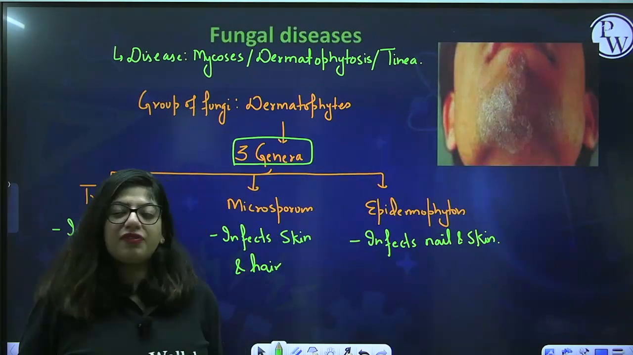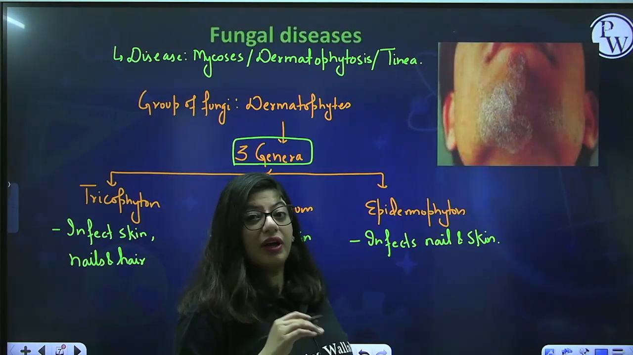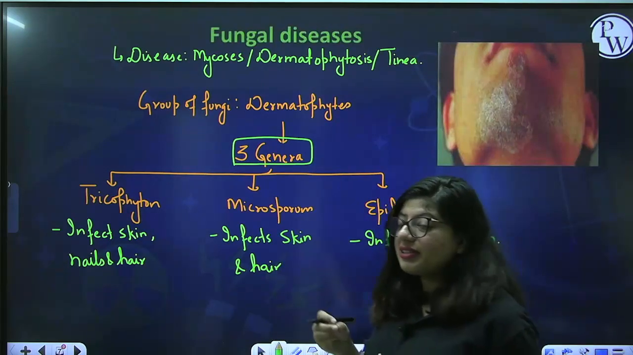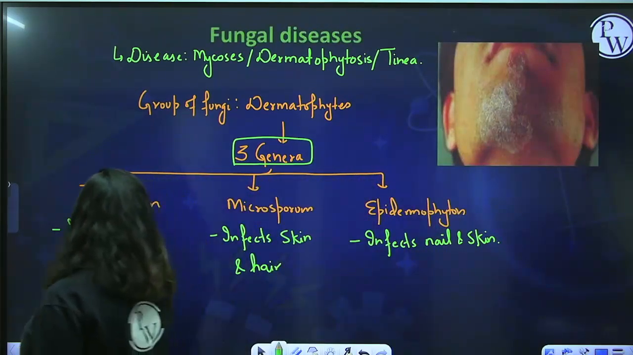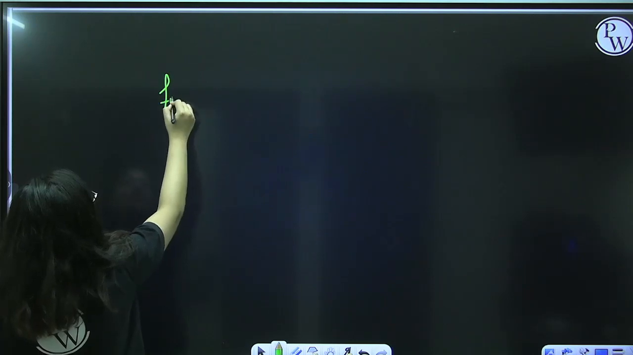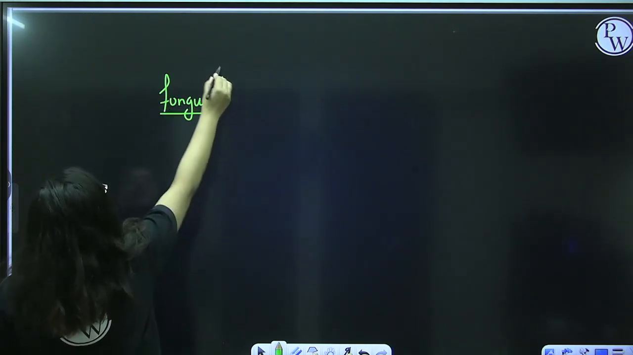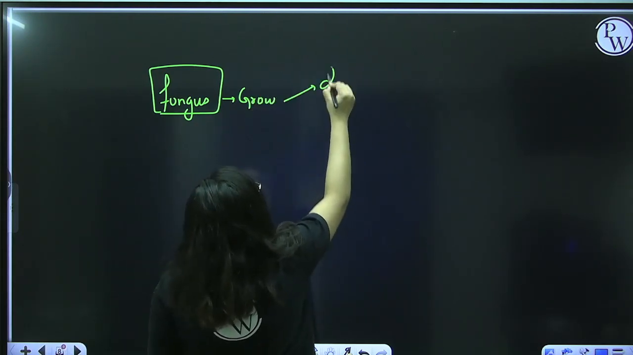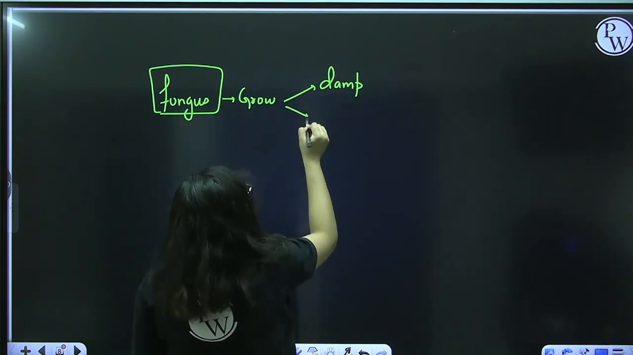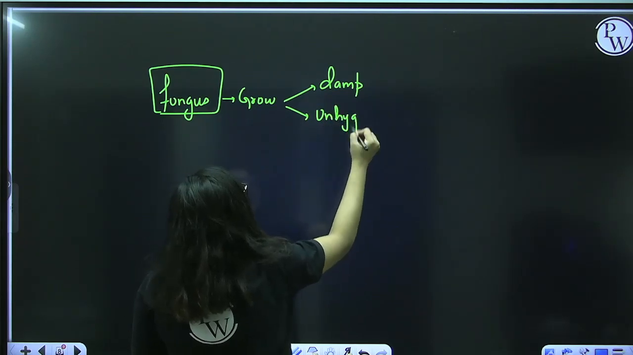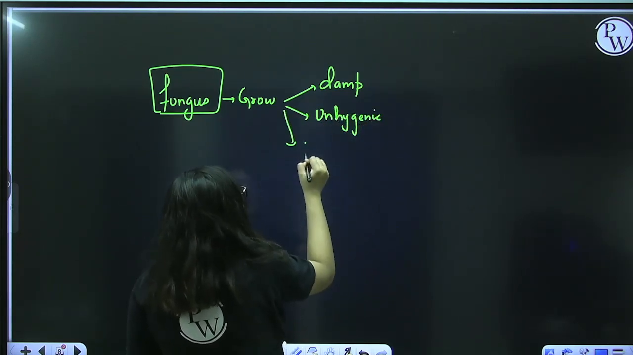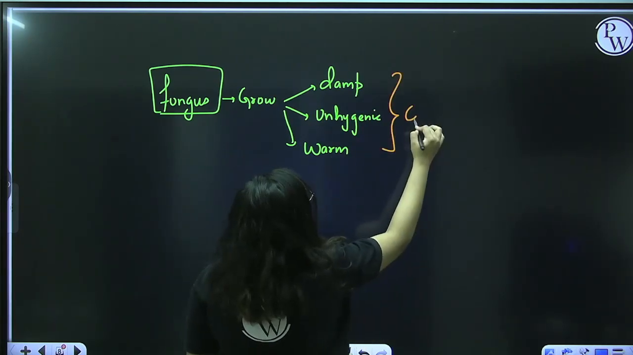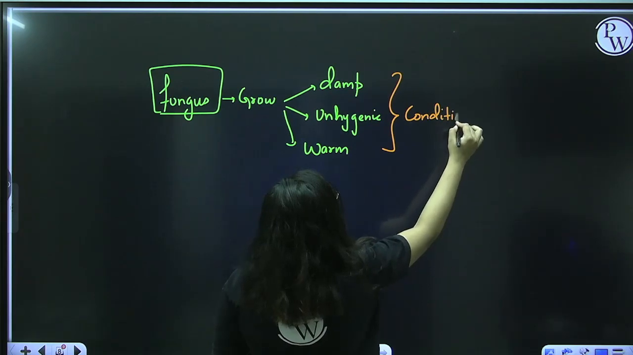Now the question is, the fungus is infecting you, it is destroying your hair, your skin, your nail. But how is it entering your body? If you remember, what is the favorite thing for a fungus? If a fungus wants to grow, it needs damp, unhygienic and warm conditions. So these are the three conditions the fungus needs to grow.